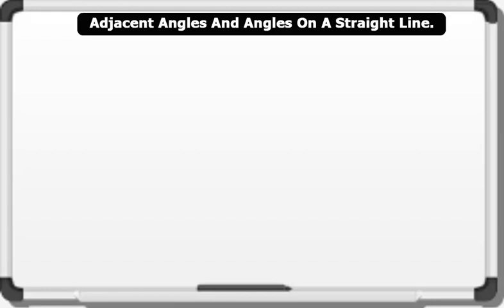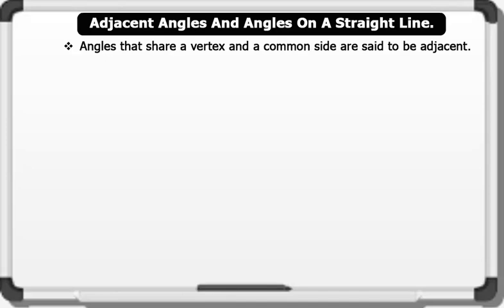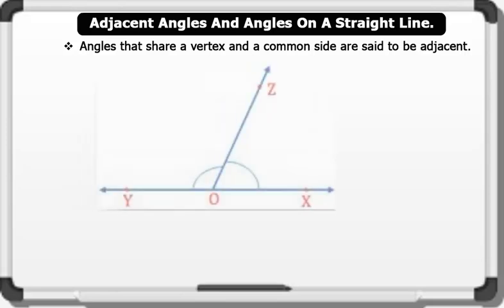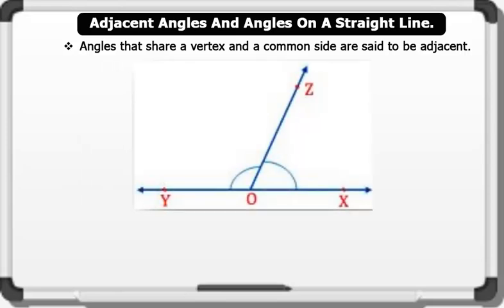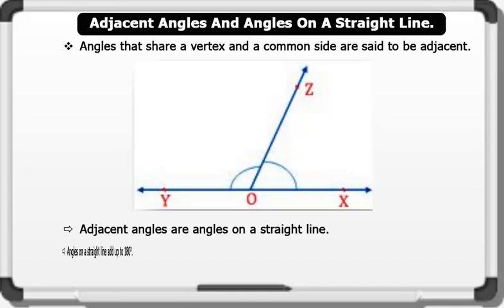Adjacent angles and angles on a straight line. Angles that share a vertex and a common side are said to be adjacent. If the angles on a straight line are divided into two or more parts, as in the image below. Note that adjacent angles are angles on a straight line.